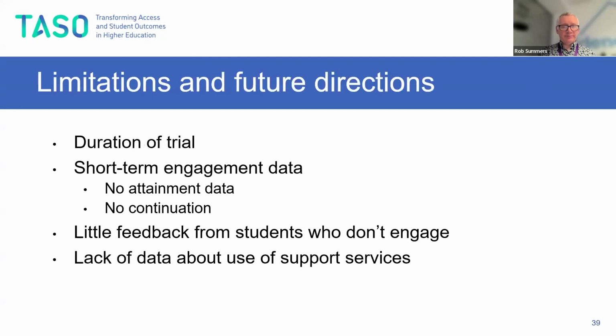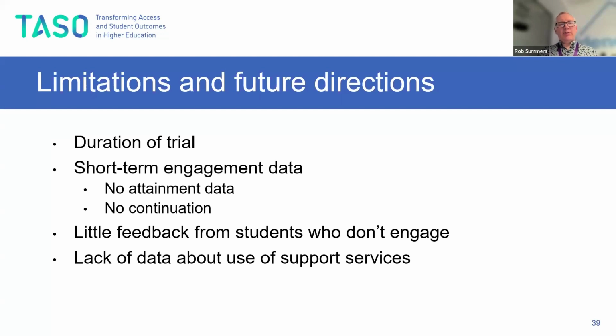So what's going on? Well, part of it is that the duration of the trial was quite short. So we only have relatively short-term engagement measures. We don't have attainment and withdrawal from a longer term. And also we don't really have any feedback from the students who don't engage with the interventions. And of course, that's very difficult to obtain because these are the least engaged students and the hardest to reach.